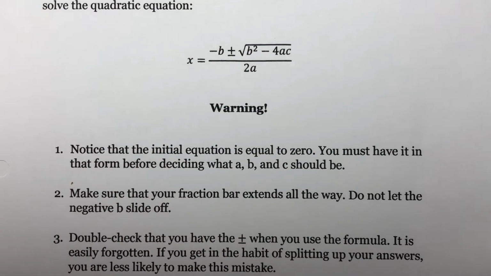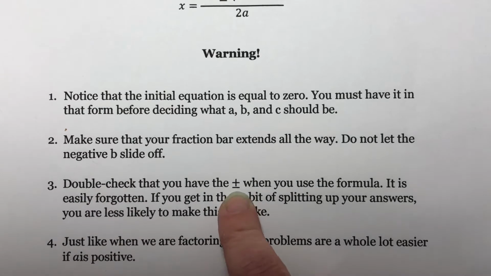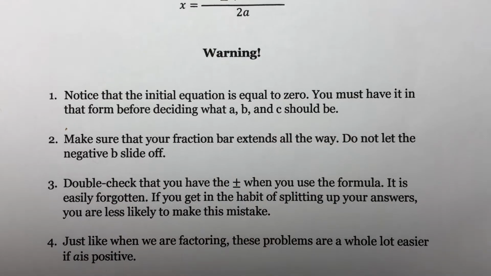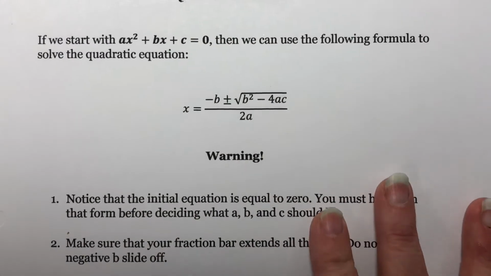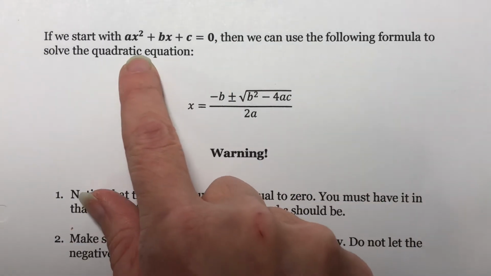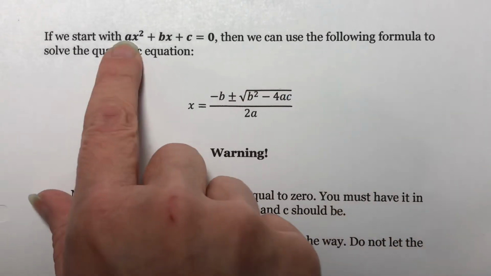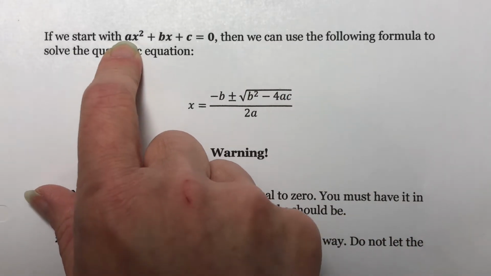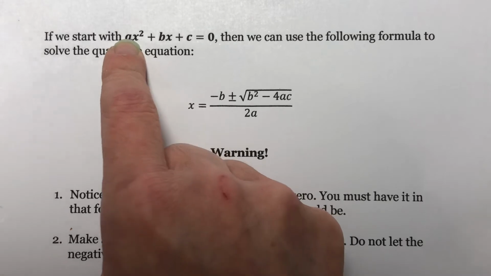Okay? Double check that you have the plus or minus when you write the formula. It's easily forgotten. And again, if you get in the habit of splitting up your answers, you're less likely to make that mistake. And just like when we're factoring, these problems are a whole lot easier if a is positive. So that means we may want to rearrange this, or we may want to multiply everything by a -1 so that we have a positive number right there. It's an easy fix. We just need to do it. Okay, so let's work some problems.